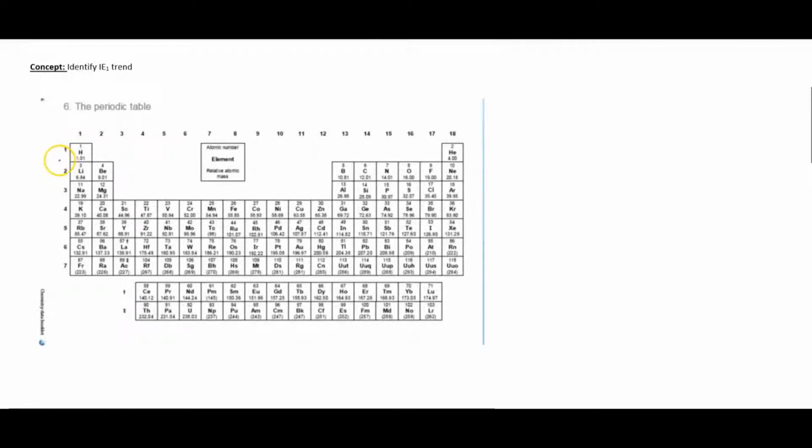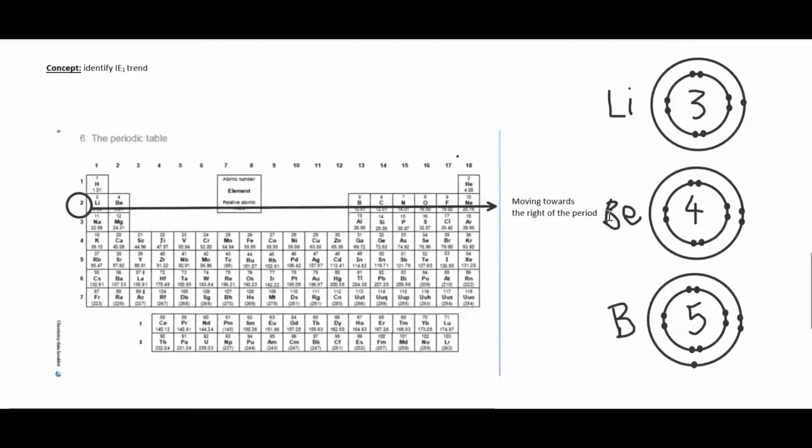If we were to look at elements of the same period, for example period 2, looking at the trends moving towards the right of the period, let's take a look at the first three elements as an example: lithium, beryllium, and boron. They all have the same number of energy levels and one inner energy level, so there is the same electron shielding effect. But there is an increasing number of protons. So lithium has 3, beryllium has 4, and boron has 5.